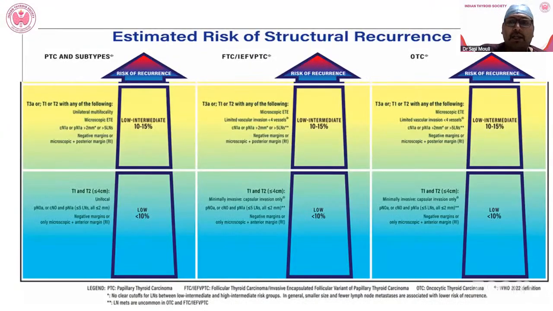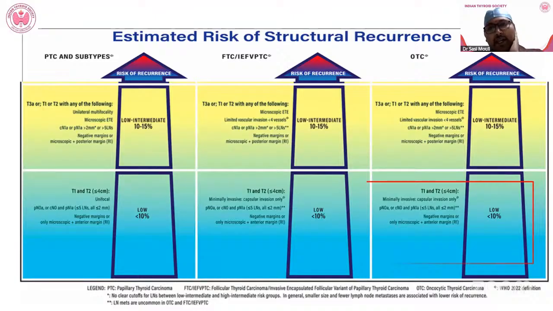Now, this is what the 4-tier stratification is. I couldn't fit it in a single frame, so I had to divide it into 2. There is a low risk, where the risk of recurrence is less than 10%, and T1 to T2, unifocal, N0 or N1 with low lymph node burden has been involved in PTCs.